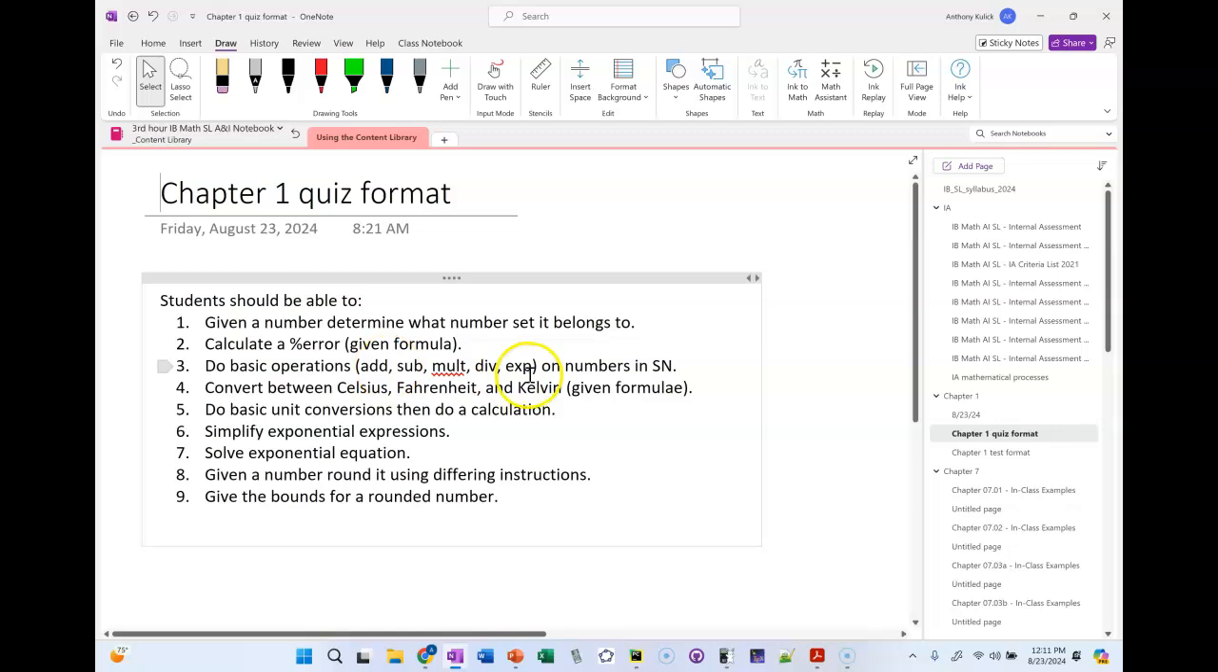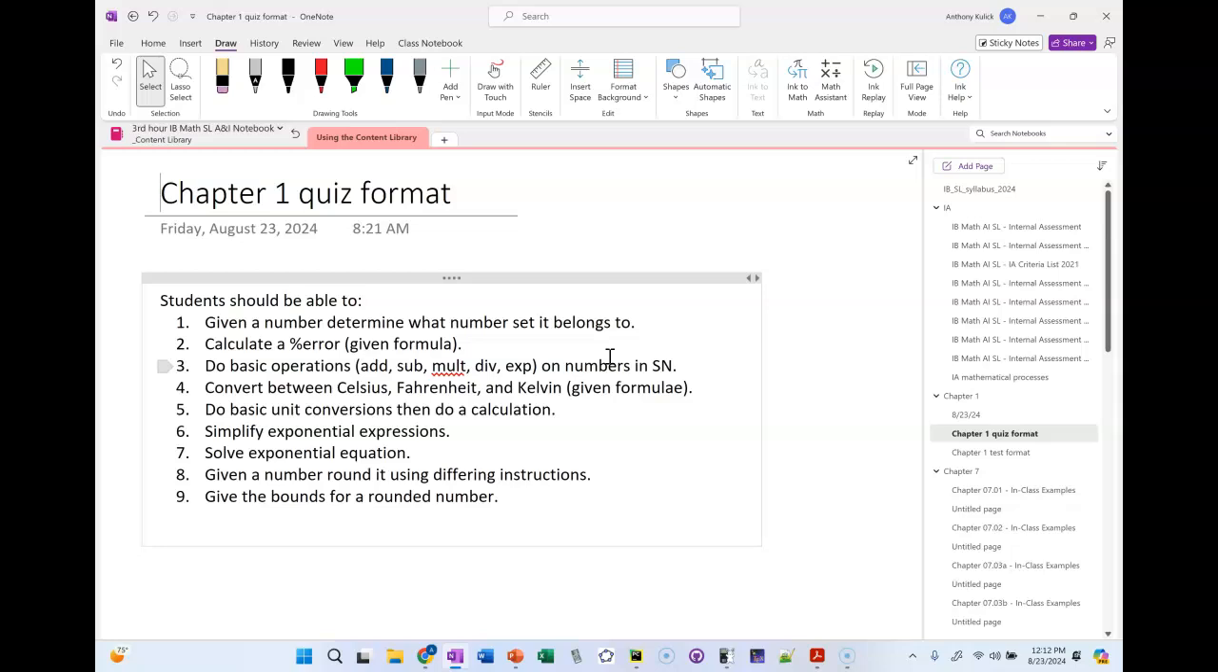You should be able to do basic number operations like add, subtract, multiply, divide, or exponents with a number in scientific notation. You just use your calculator to do it, right? You should be able to convert between Celsius, Fahrenheit, and Kelvin. I'll give you the formulas to do that. You should be able to do a basic unit conversion and also take that number and then do a calculation with it, like convert feet to inches or something.